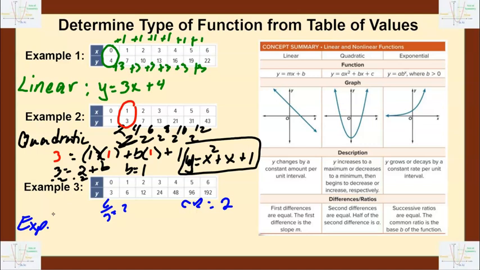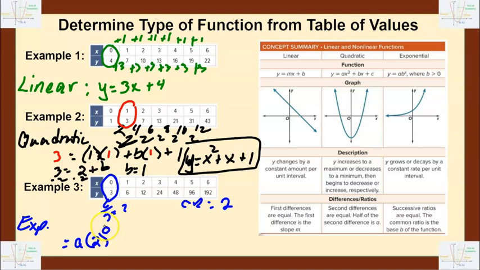And since my common ratio is 2, I know this is going to be a growth because my y's are increasing rapidly. So my equation has to be in the form of y equals a times b to the x power. We know our b is 2. I need to choose an x coordinate so I can find my a. So I'm going to choose the easiest one here. I'm going to choose (0, 3).